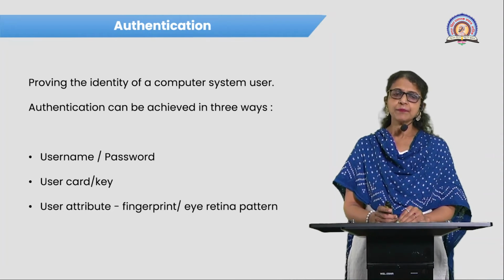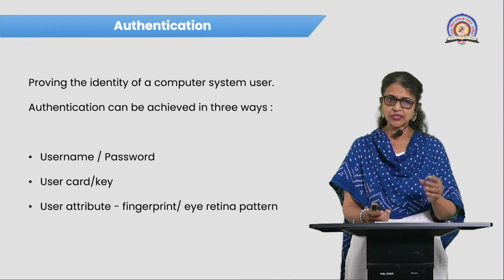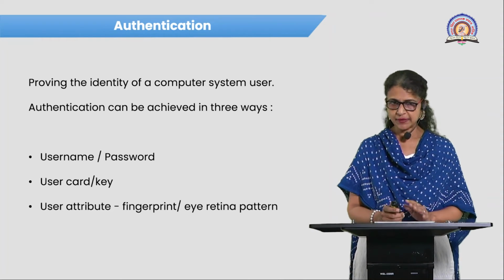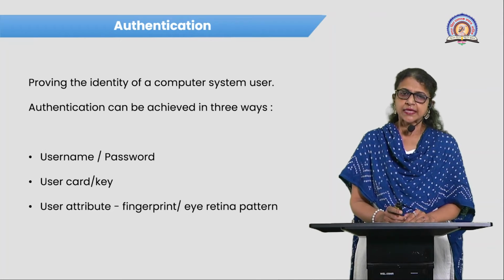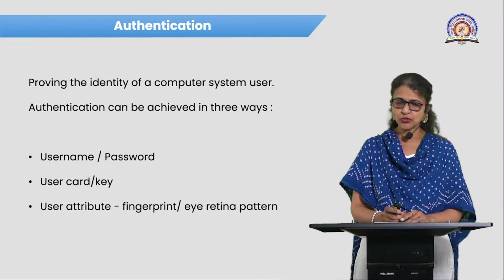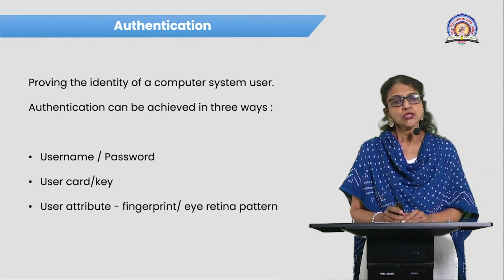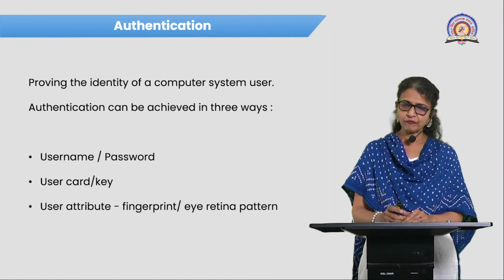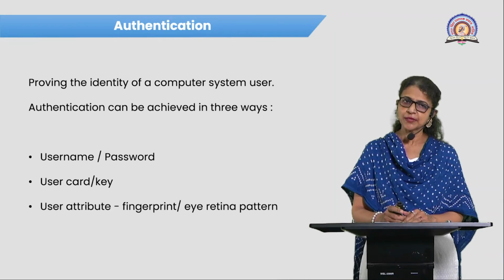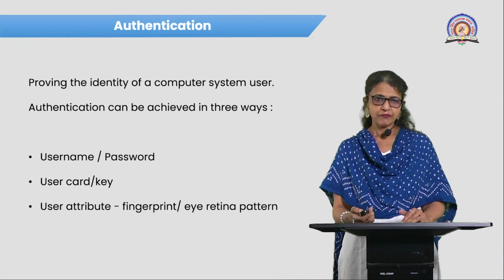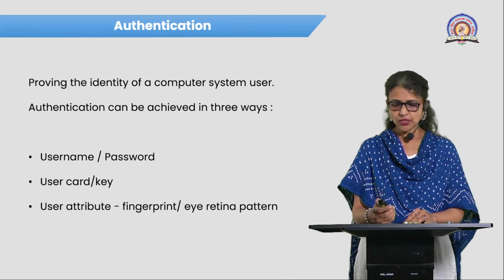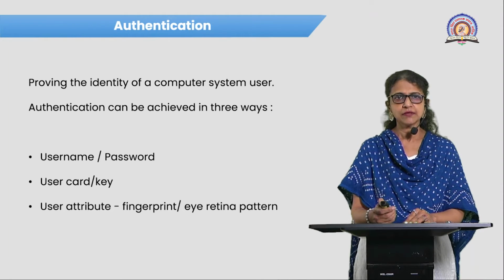Next is user card or key. The user may punch his card in the card slot, or he may enter the key, so he can be authenticated. Then, as you know, fingerprints are being used everywhere nowadays. These are the various user attributes which will be helpful for authenticating a particular user. You can give a fingerprint, or an eye retina pattern can be used. This way you can authenticate the user.